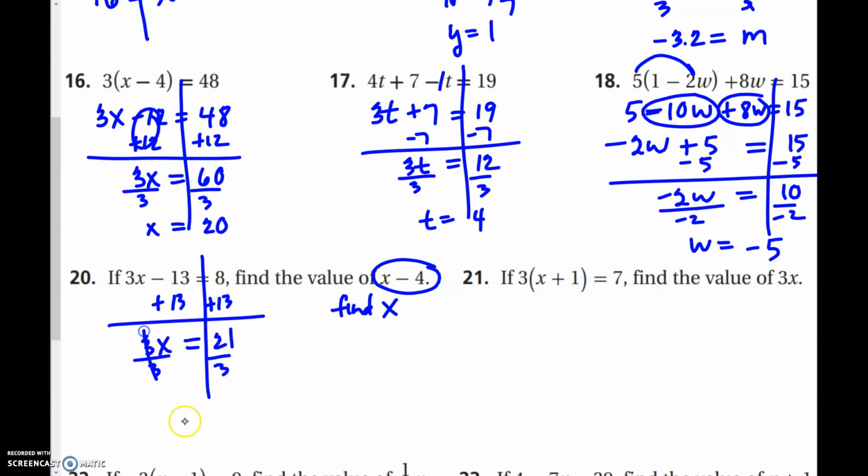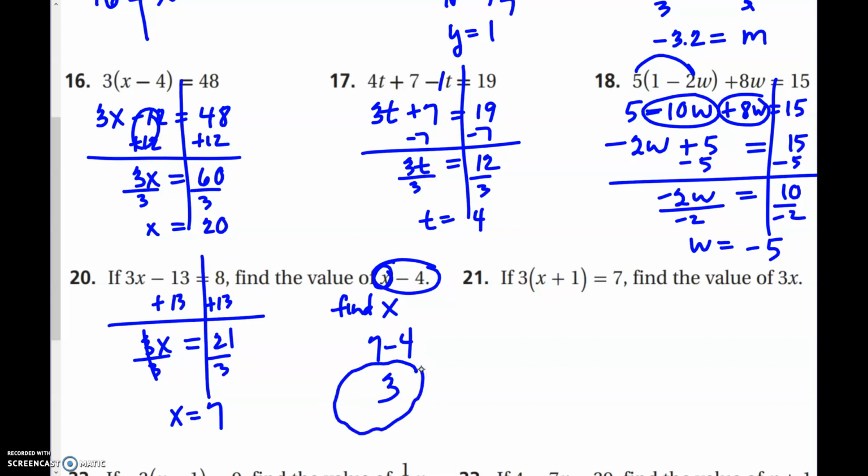That says 3 times x, the opposite of times is divide. And so 3 divided by 3 is 1x, and we can just write x. We don't have to put that 1 in front. And 21 divided by 3 is 7. All right, we have found x. X is 7. So now we can replace this x with a 7 minus 4. So the final answer we're looking for is 3.